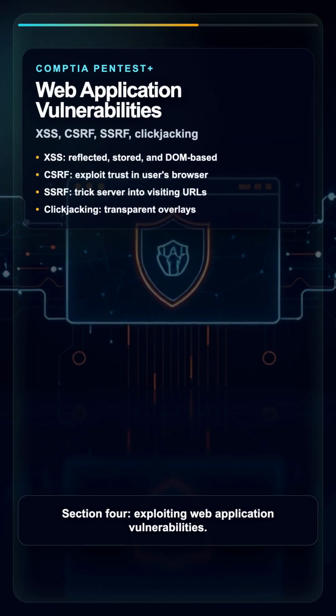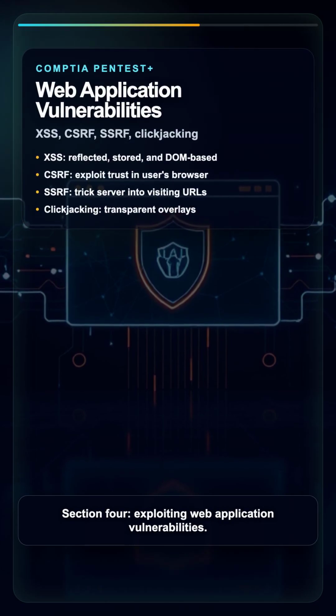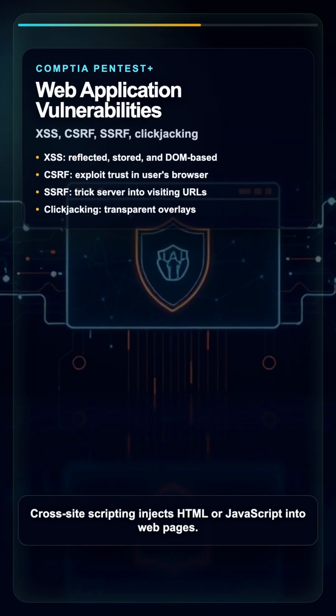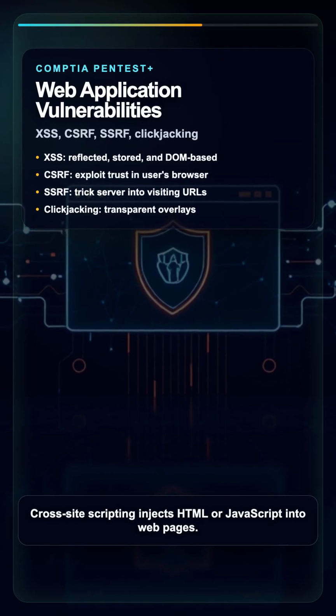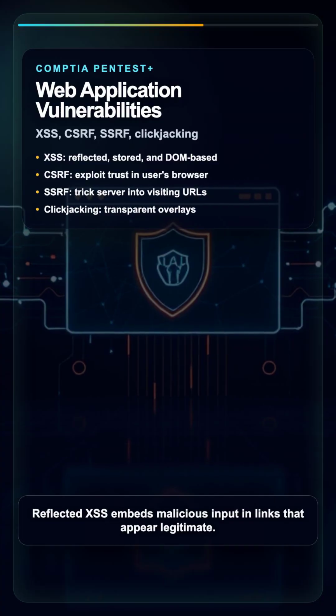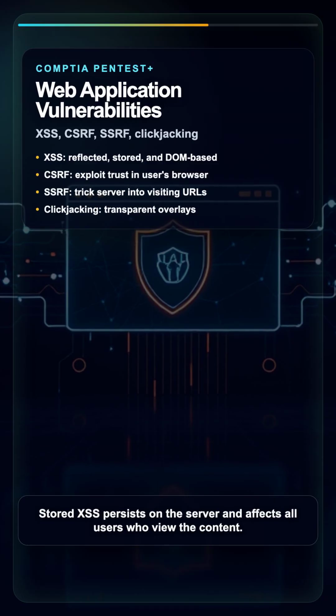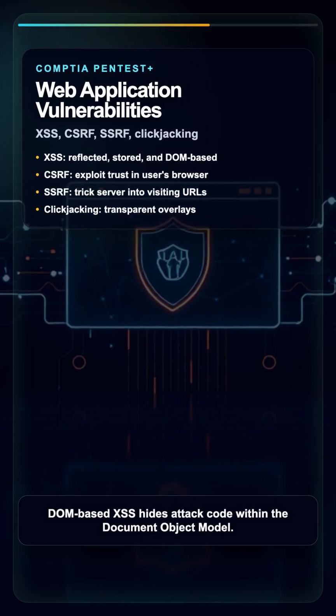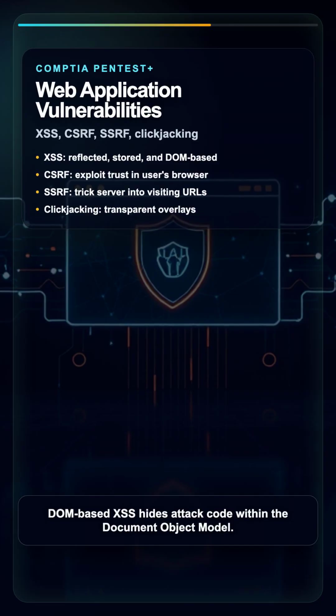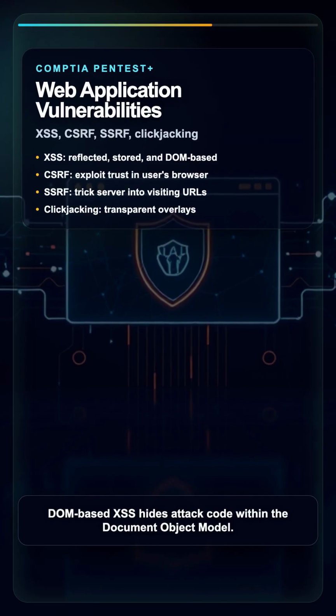Section 4. Exploiting web application vulnerabilities. Cross-site scripting injects HTML or JavaScript into web pages. Reflected XSS embeds malicious input in links that appear legitimate. Stored XSS persists on the server and affects all users who view the content. DOM-based XSS hides attack code within the document object model.